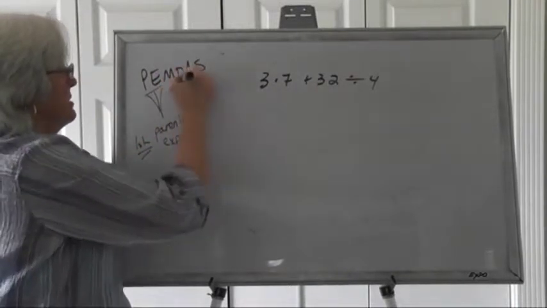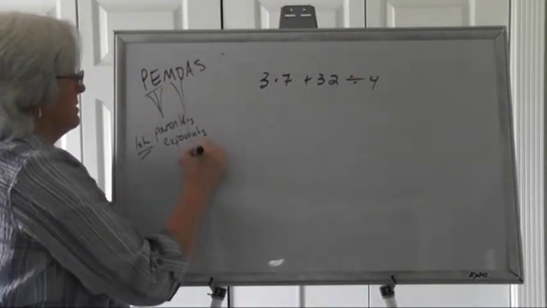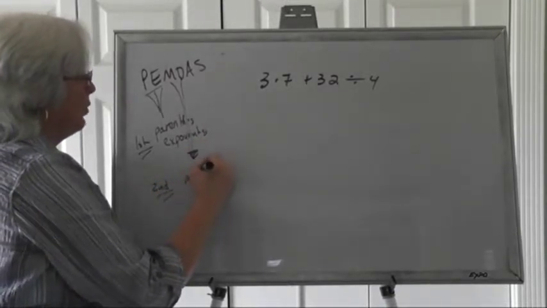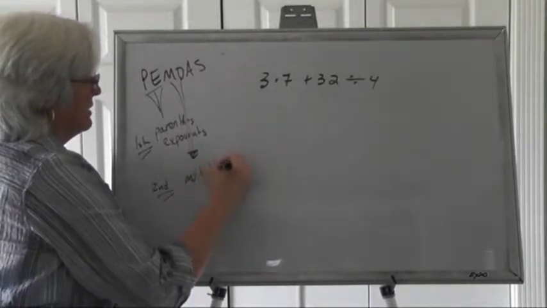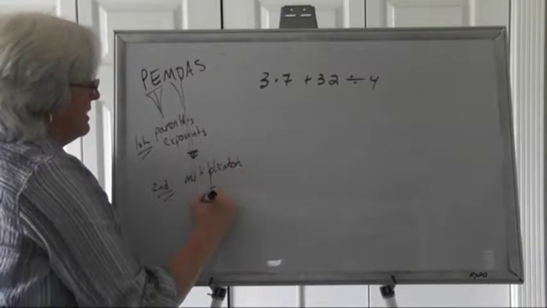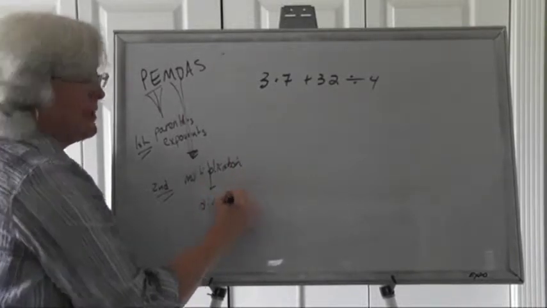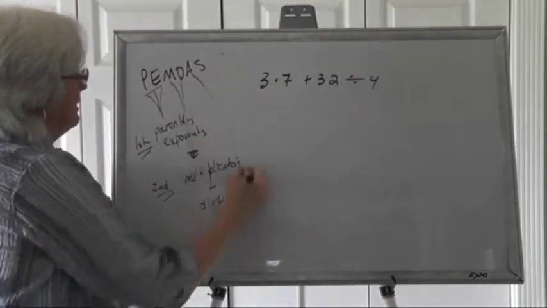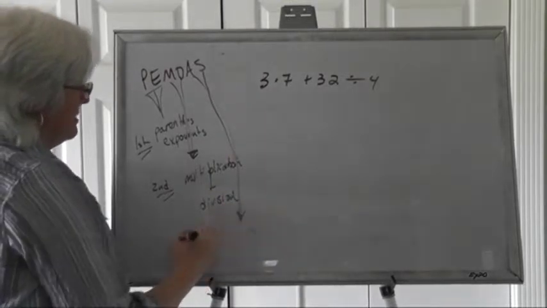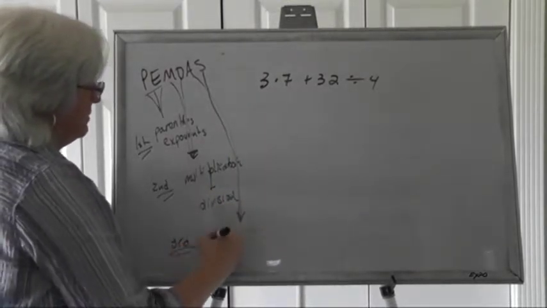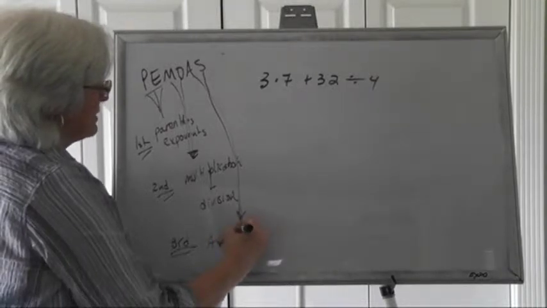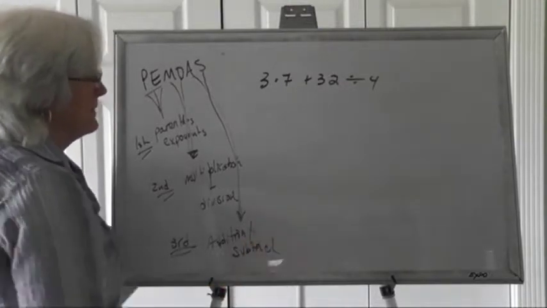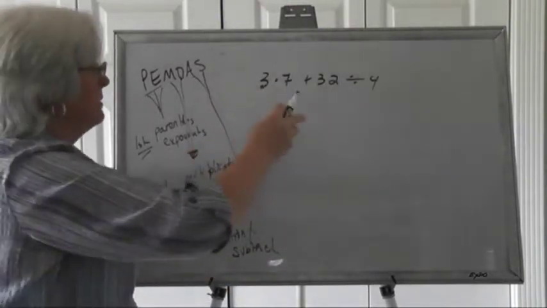Next, you have multiplication and division. And you do those in order: multiplication and division. And you work those in order from left to right. And then finally, what you have left here, third order of business, you do addition and subtraction in order from left to right.